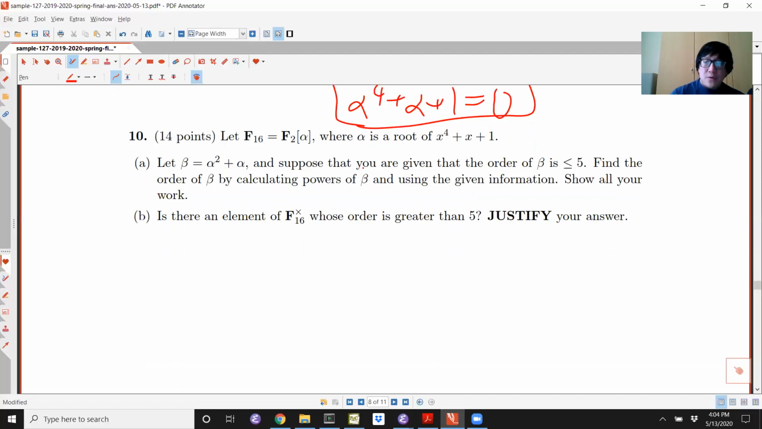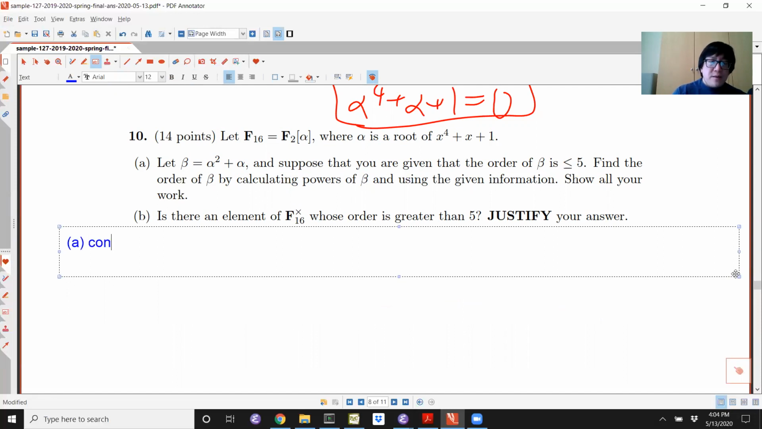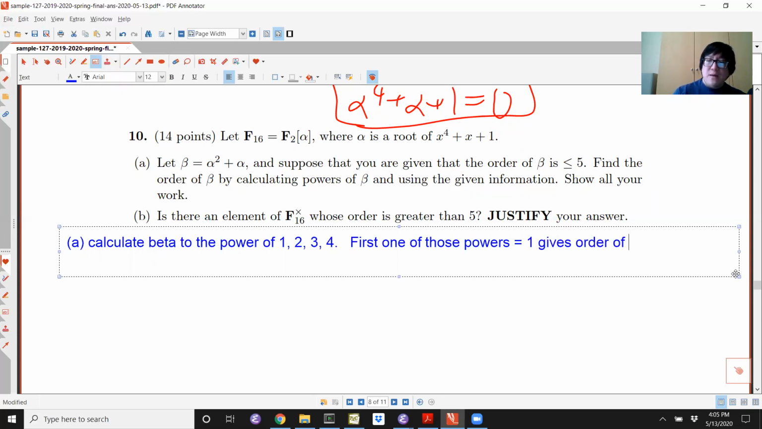All right, so the method for doing part A is that we're going to calculate beta raised to the power of 1, 2, 3, 4. The first one of those powers that's equal to 1 gives the order of beta, and if none of those are equal to 1, we're given that the order of beta is at most 5, so then the order will be 5.